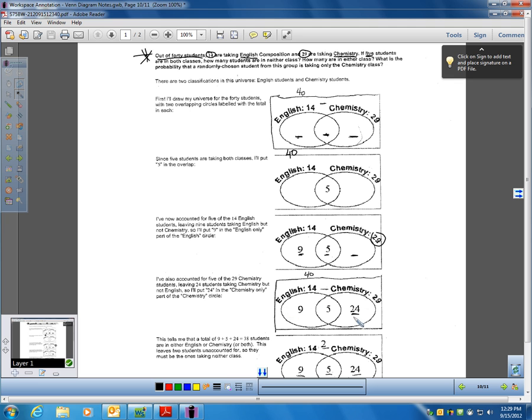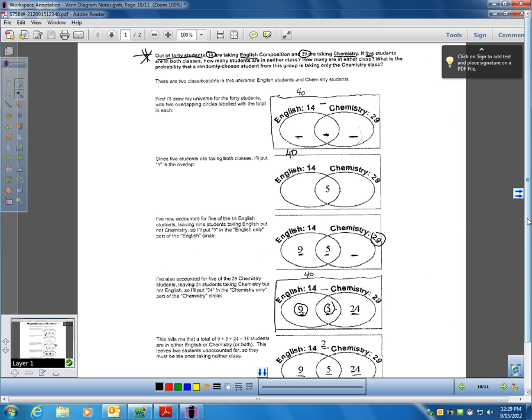Okay, here's what this picture tells me so far. Can you see the 14 taking English? This is telling me that 9 of those 14 only take English. They're not also taking chemistry. 5 took English and chemistry, but you see there's still 14 kids taking English. This is telling me that 24 students just took chemistry. There were 5 others that took chemistry that took English. There's my 29 chemistry students.